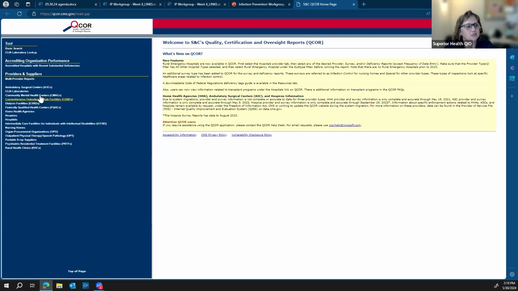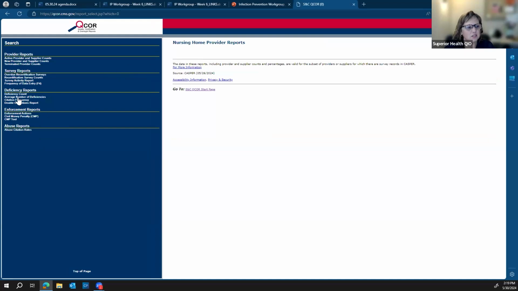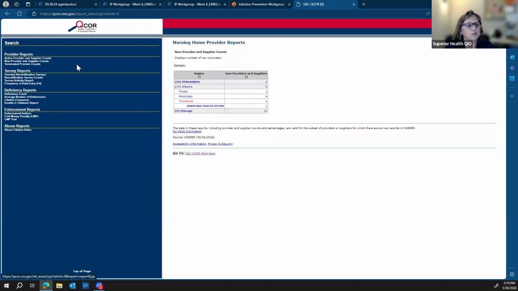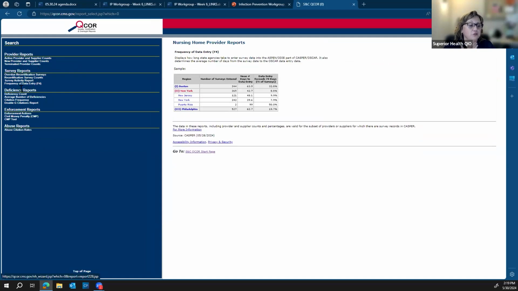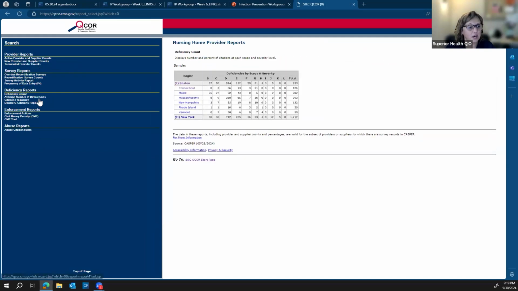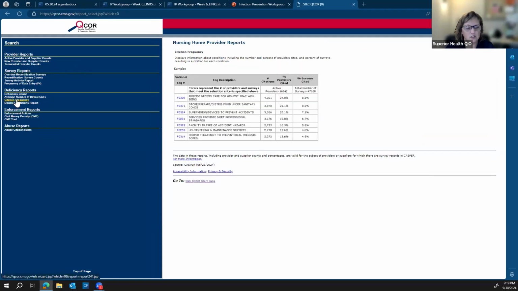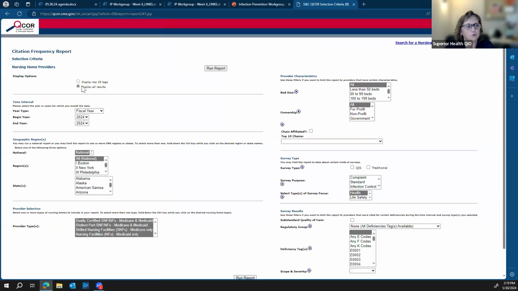To go in and see your nursing homes, you would come over to the left and click on nursing homes, and you're going to come up with all these different reports. You can go through and find yourself, but I like to use the deficiency count or the citation frequency. So let's look at citation frequency, and we're going to look at fiscal year 2024. Remember that the government fiscal year starts October 1st, I believe, September 30th to October 1st. It's a wonky year, not January to January. So we are in the middle of 2024 already, probably coming up on the third quarter.